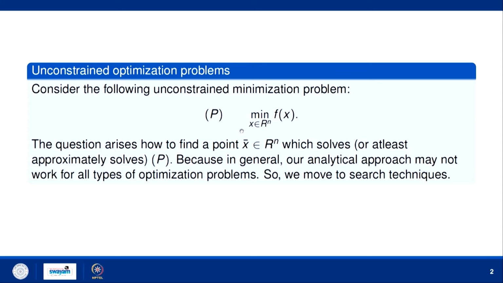the question arises, how can you find a point x bar in R n which solves the problem P, or at least approximately solve the problem P? Because in general our analytical approach may not work for all types of optimization problems. So, we move to search techniques or numerical optimization algorithms.